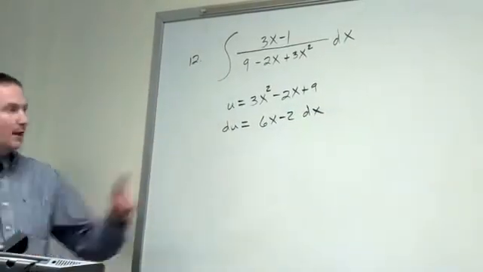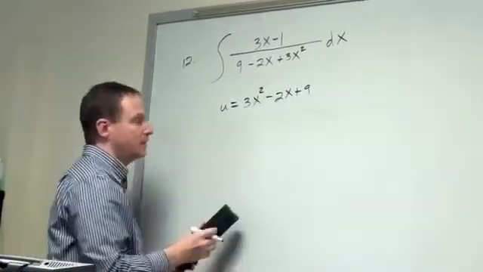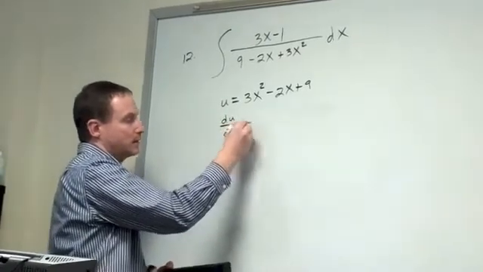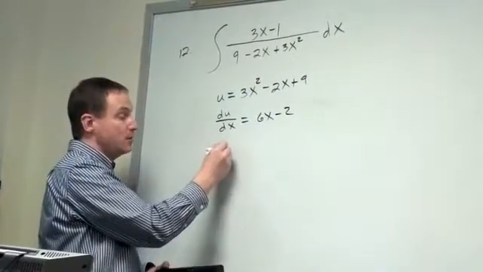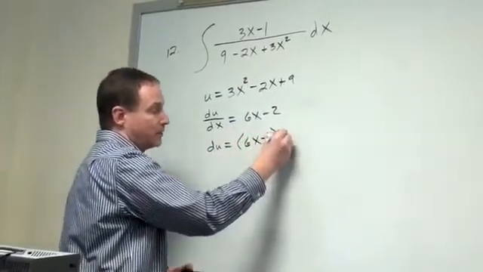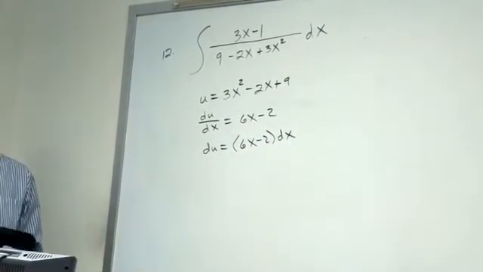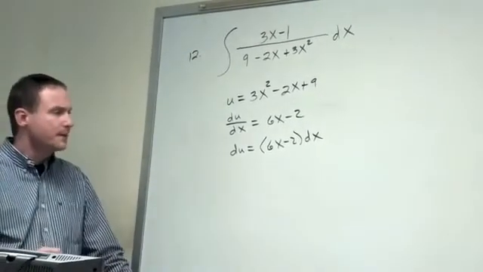So to get the true notation here, you'd say, well, the derivative of u with respect to x is 6x minus 2. So du is the group 6x minus 2 with respect to x. Technically, you really need a group around that and say that whole group is the derivative with respect to x. Again, I wouldn't count off, but it's better to have it.